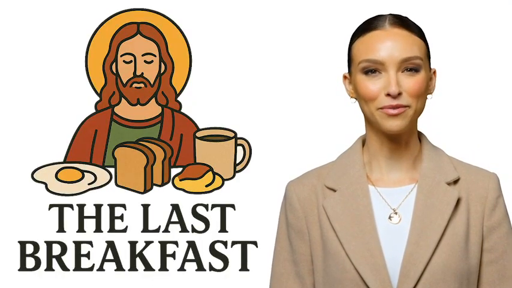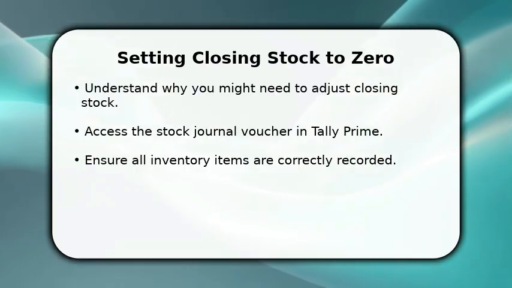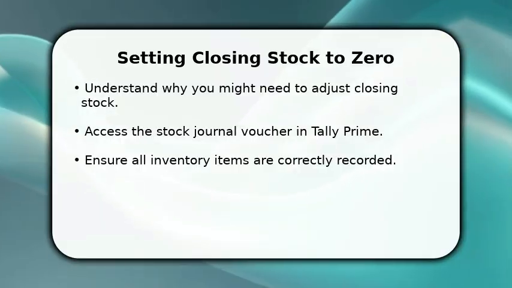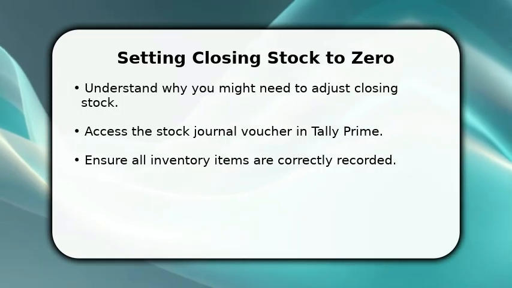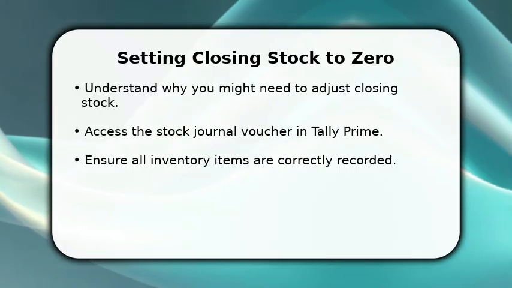Please enjoy the video. In this video, I will explain how to make closing stock 0 in Tally Prime. First, navigate to the Gateway of Tally. From there, select Vouchers and then choose Other Vouchers to access the stock journal. This is your starting point for adjusting inventory.